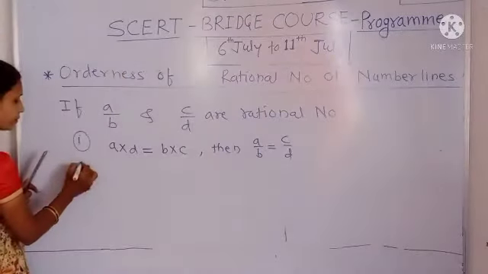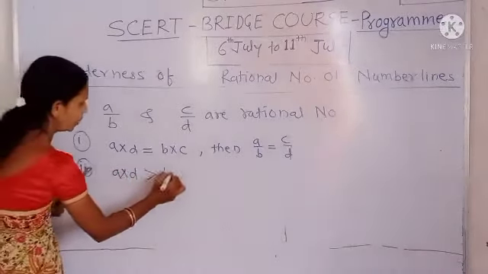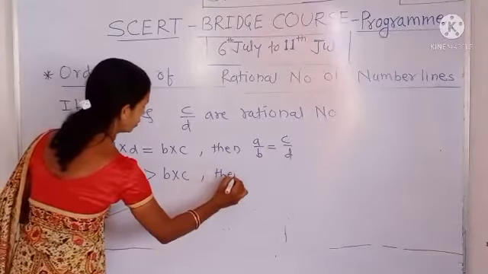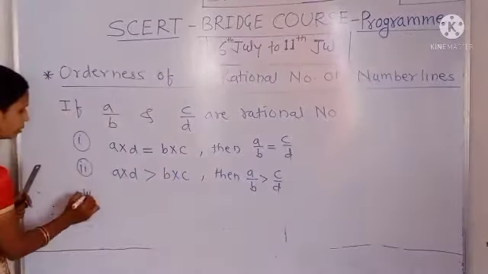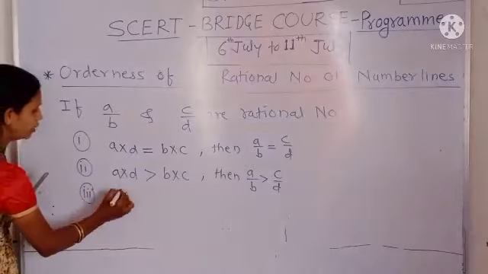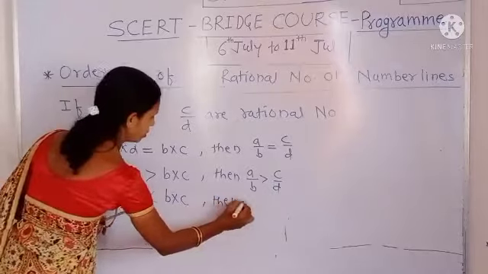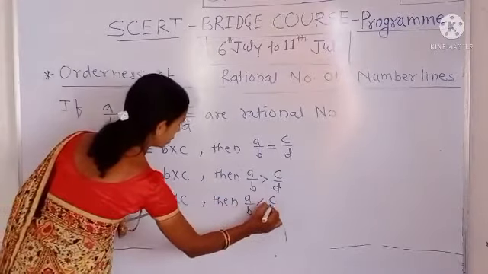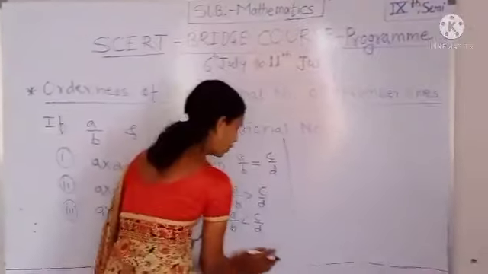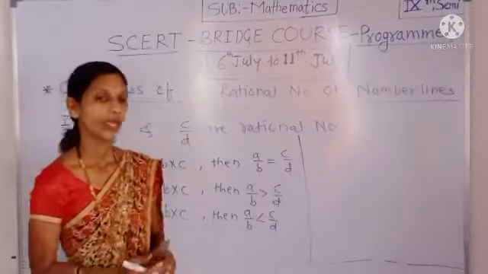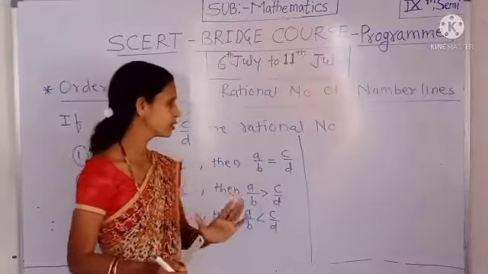Then see here, the second one: if A into D is greater than B into C, then A upon B is greater than C upon D. Then the third one: if A into D is smaller than B into C, then A upon B is smaller than C upon D.